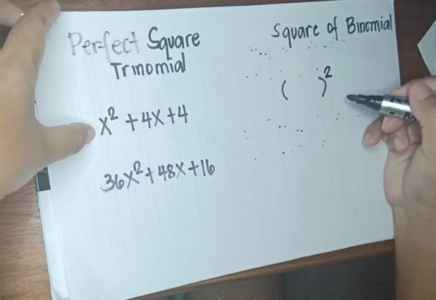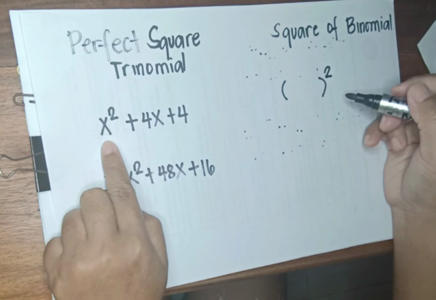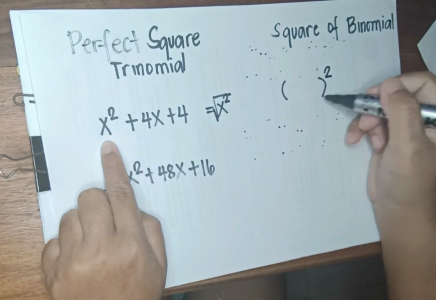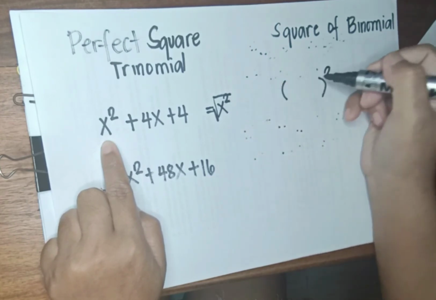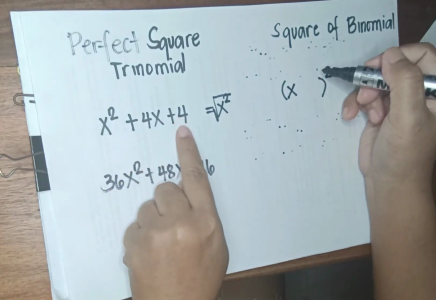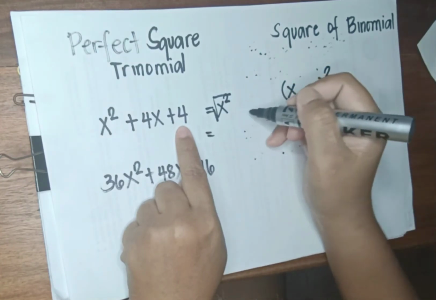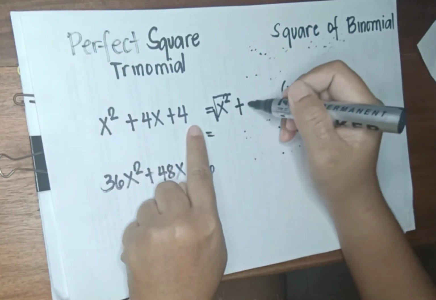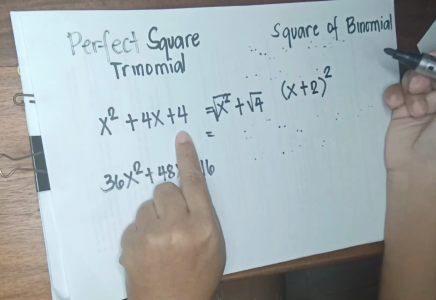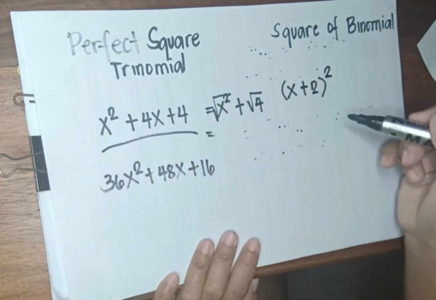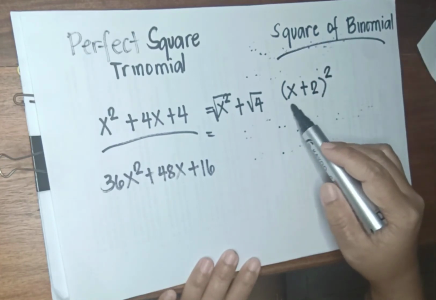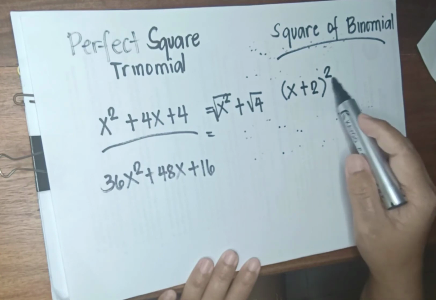So, baliktarin natin. So, unang gagawin mo is you get the square root of the first term. Okay, what is x squared? Square root of x squared, that is equal to x. Okay? Then, go to your last term. Ano naman ang square root ng 4? That will give you an answer of 2. So, therefore, ito, perfect square trinomial na ito, kapag i-transform mo siya sa square of binomial, it's just the same with the binomial x plus 2 is squared.